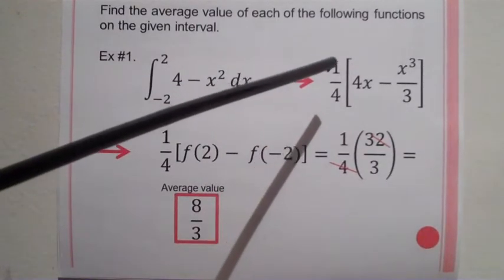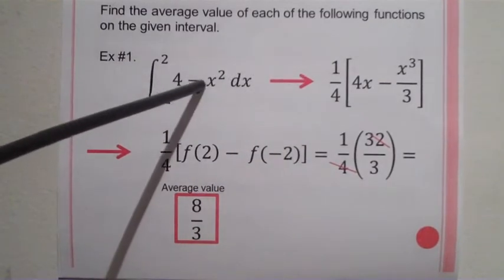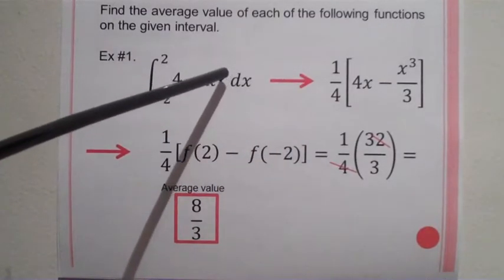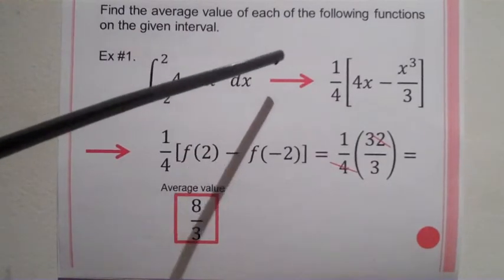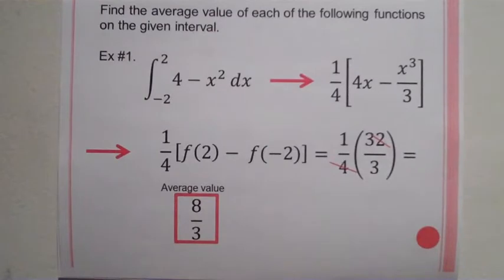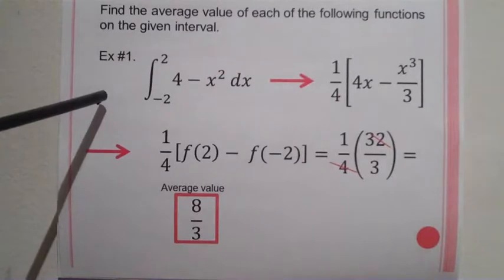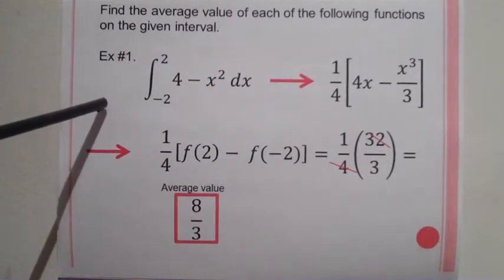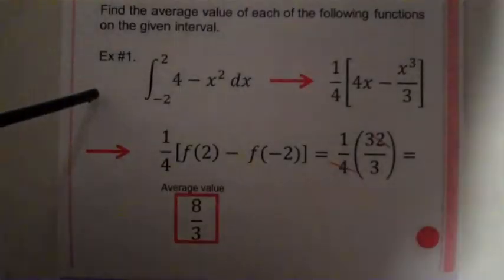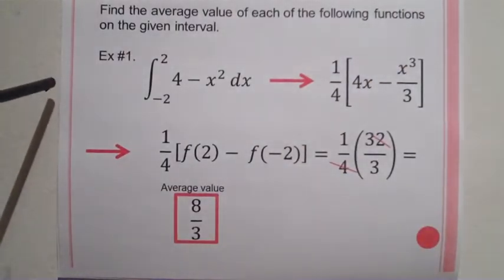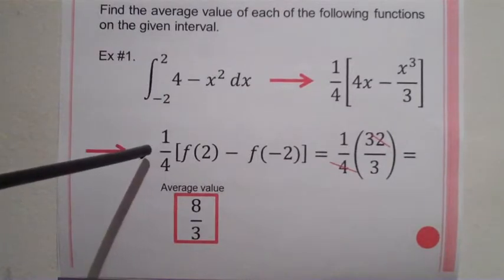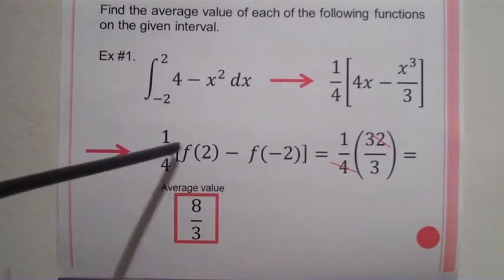We will multiply this by the integral of 4 minus x squared. To integrate that, you should get 4x minus x cubed over 3. Now that you're all caught up, we will use the first fundamental theorem of calculus to find our function from -2 to 2. The fundamental theorem of calculus is f of 2 minus f of -2 times 1/4.